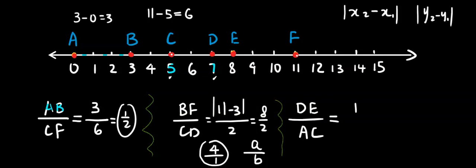And let's look at AC. A is 0, C is 5. 5 minus 0, that is 5. Or you can count 5 steps. It's already in its simplified version.